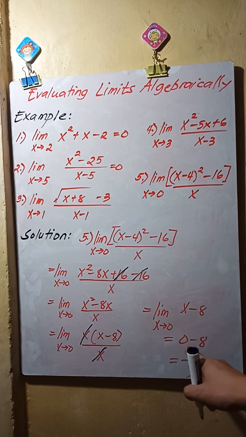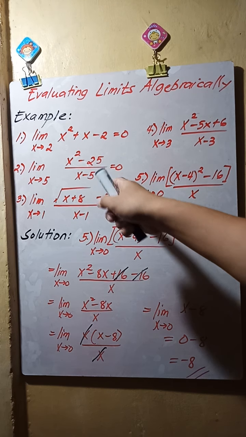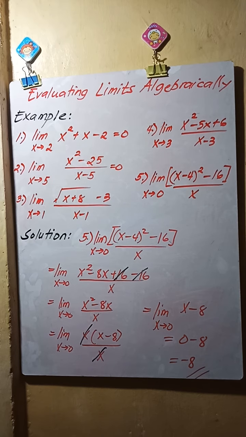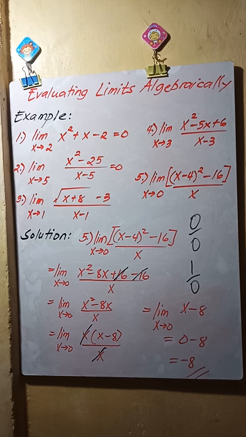When x is 0, 0 minus 8, so the final answer for number 5 is just negative 8. So, that's for evaluating limits algebraically. Take note, when you evaluate a polynomial function, use direct substitution. For rational functions, like these examples 2 to 5, you simply plug in the value of x, and if 0 over 0 or 1 over 0 comes out, it means you have to find a way for that not to happen. So, you find a way for it not to become an indeterminate form and not to become undefined. So, that's all.